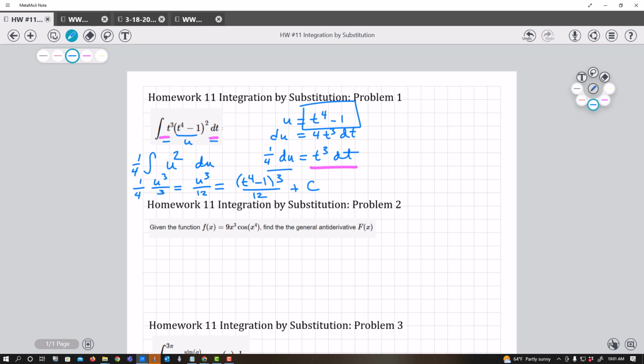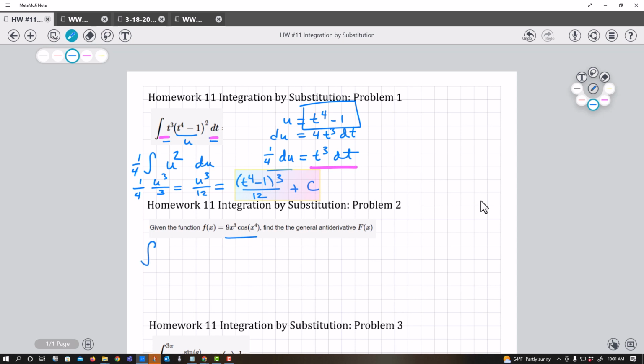But that's the whole point of doing these, is you want to have something where you can find the antiderivative very, very quickly, and you certainly can't do that with this first part. All right, let's look at this next one. So the next one basically says use this function and find the general antiderivative.